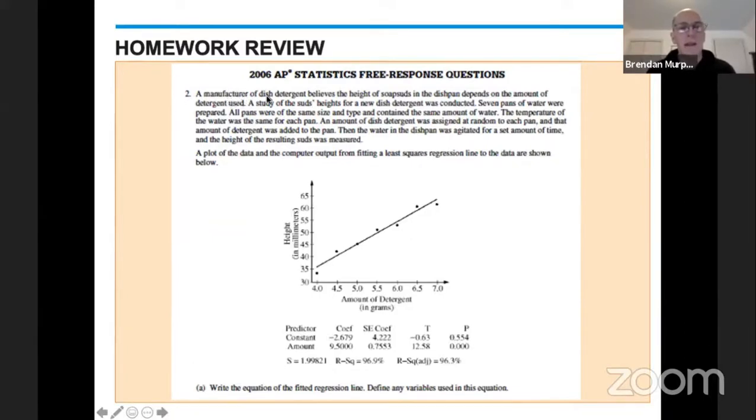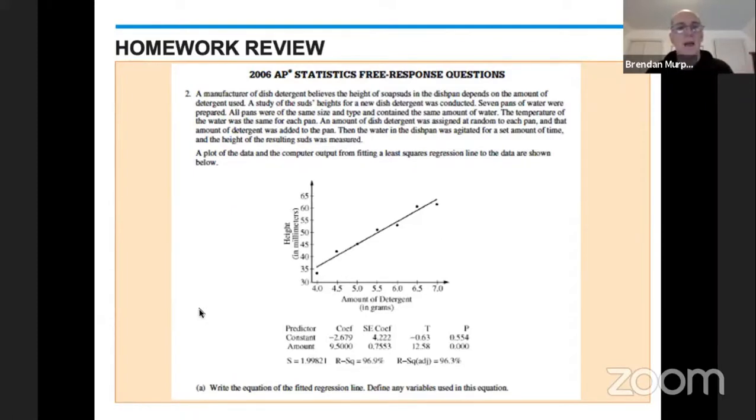So a manufacturer of dish detergent believes that the height of soap suds in the dish pan depends upon the amount of detergent used. So I call that setting the stage. There's no mathematics there, but it's just trying to contextually give us an idea for what's going on. A study of the suds height for a new dish detergent was conducted. So I hear the word study, and I don't know if that's an experimental design or really what that is, but I'm just setting the stage.